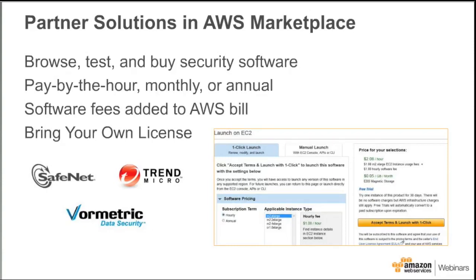SafeNet offers a solution that will help you encrypt your S3 objects. As with most solutions in AWS Marketplace, you get to deploy these automatically with one click. You get to pay for them as a part of your AWS bill, and the licensing models vary. You can pay by the hour. You can also bring your own license in some cases. So if you're already using third-party software from one of these vendors, it may be simpler for you to simply extend that inside your own EC2 instance and manage that with your applications.